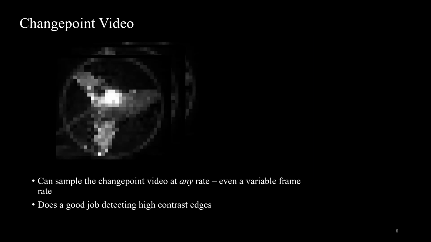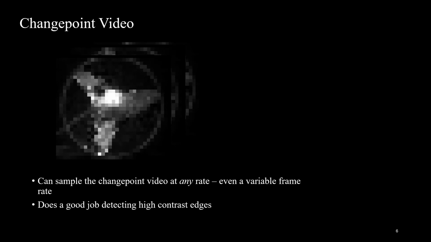Repeating this process for all pixels, we create the changepoint video, which is an object that can be sampled at any point in time to give a flux estimate of the scene. Because each pixel has individual exposure times, the changepoint video allows slow-moving objects to have longer exposures and fast-moving objects to have short exposures.